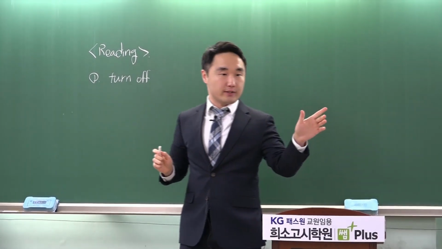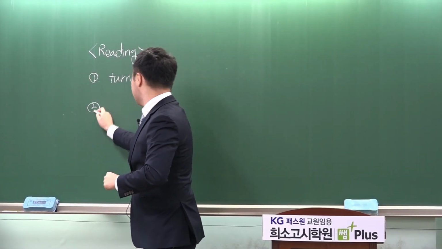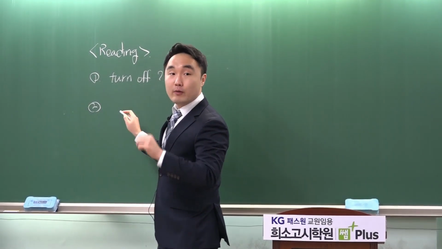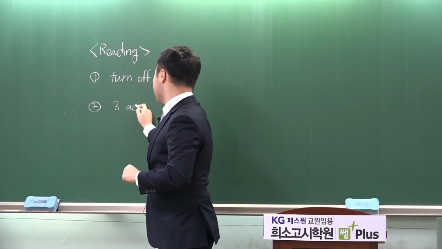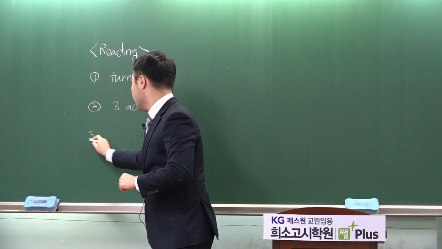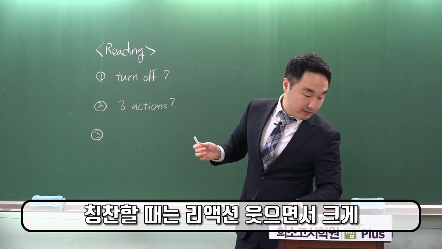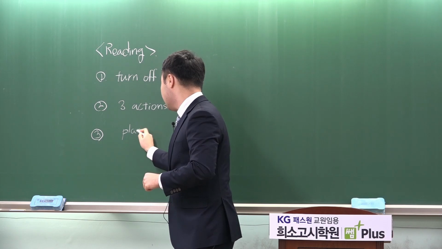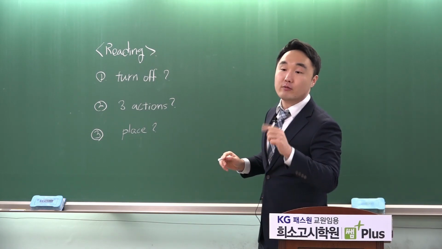And what was the second question? Yes, Sinji? Correct. The second question was, what should we do when earthquake happens? What were the 3 actions we have to do during an earthquake? And the last question was what? Yes, Bumi? That's right. So the third question is which place we have to find out outside when earthquake happens.